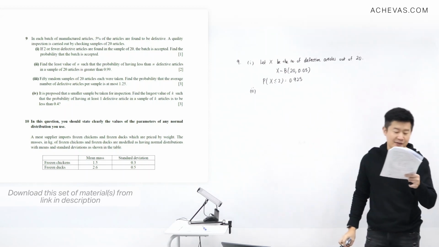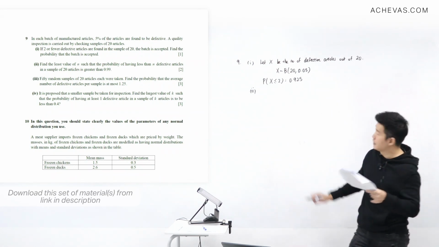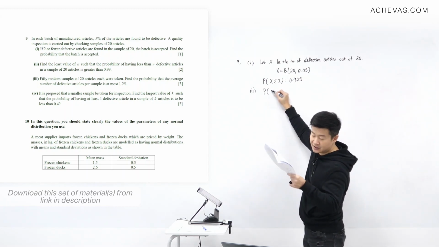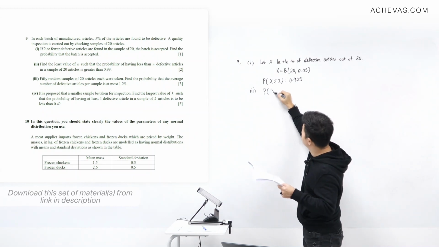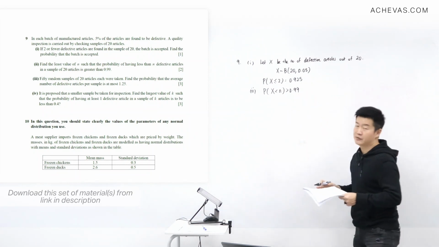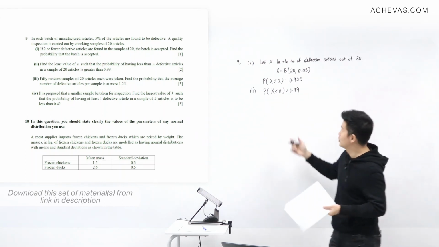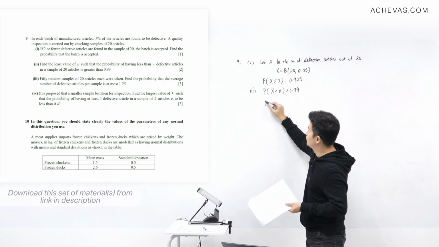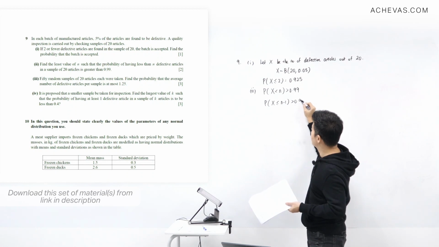Part 2. Find the least value of n such that the probability of having less than n defective articles in a sample of 20 is greater than 0.99. So we are looking at the probability that the number of defective articles is less than n, and this probability is supposed to be bigger than 0.99. Because of the restriction of my calculator, we need to make sure that this inequality sign has an equal to. So we scale this downwards. It is the same as X is less than or equal to n minus 1, and this is bigger than 0.99.